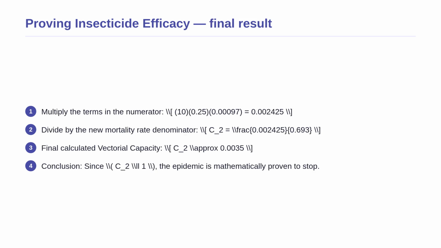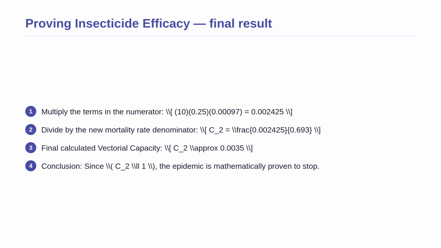Let us conclude this proof by finding the final result. We multiply the terms in our new numerator, which has shrunk drastically to just 0.002425. We then divide this tiny number by our new denominator. The final calculated vectorial capacity is approximately 0.0035. This is a massive reduction from our original value of 1.2.